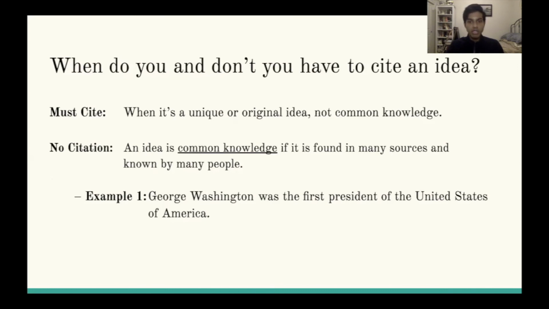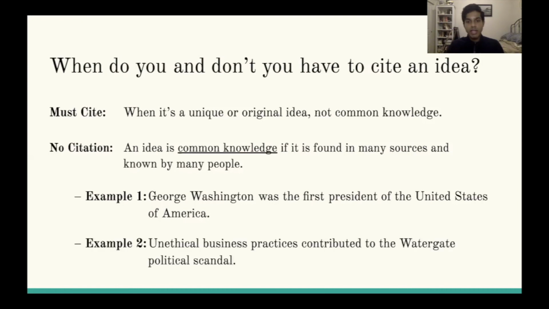For example, you wouldn't need to cite a source if you were writing that George Washington was the first president of the United States of America. And you also wouldn't need a citation when stating that unethical business practices contributed to the Watergate political scandal. Both of these ideas are common knowledge because they are found in many sources and known by many people. There is no real debate or disagreement surrounding either of these ideas.